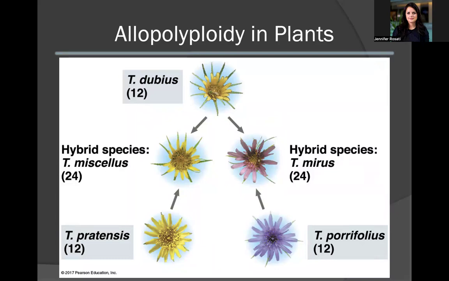Here we can see the mating strategy in these plants. T. dubius, T. pratensis, and T. porrifolius are all considered to be the original 3 strains that were brought to the Pacific Northwest. We can see that mating between T. dubius and T. pratensis led to the hybrid species T. miscellus, noting that it is allopolyploid, having 24 chromosomes. We also can see that T. dubius mated with T. porrifolius led to the production of T. mirus, also considered to be allopolyploid.